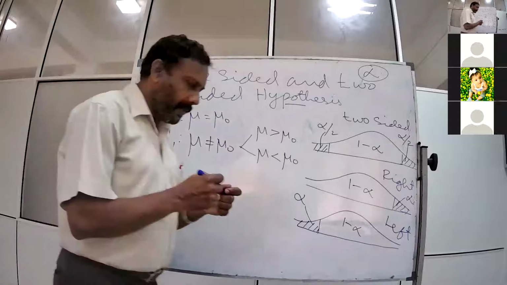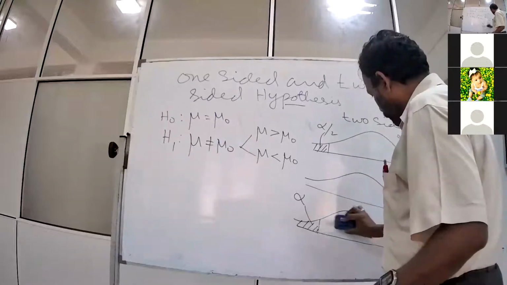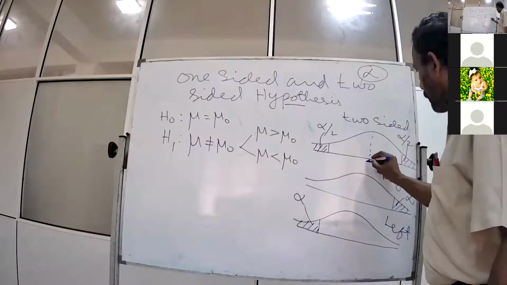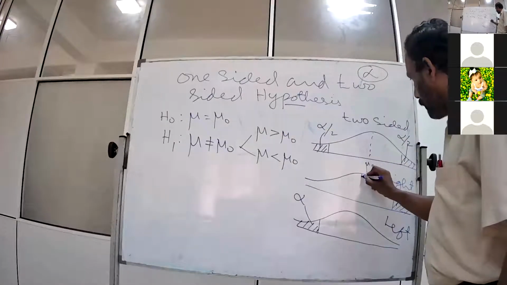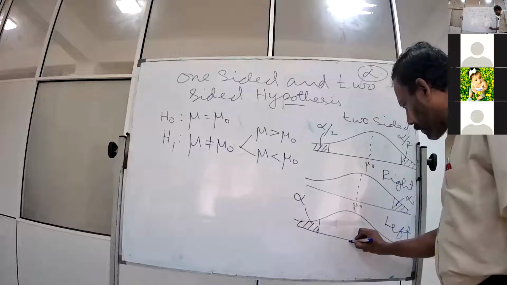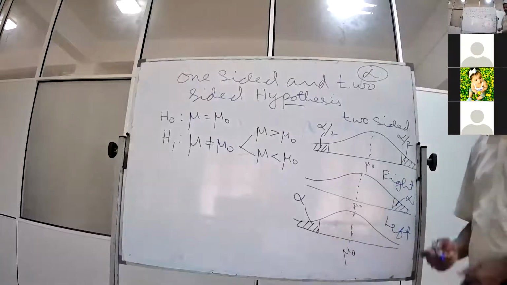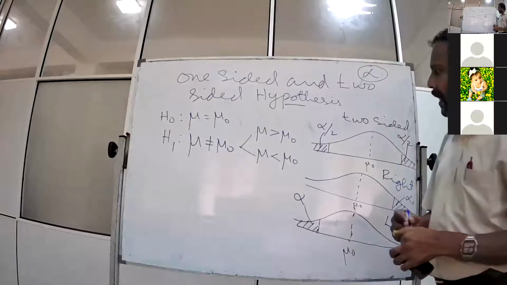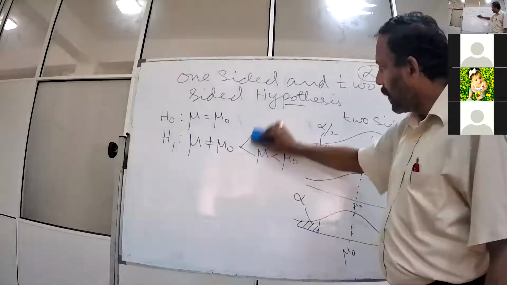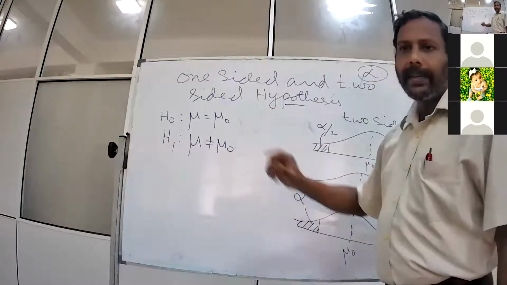So look at here in this distribution. This is my mu naught. You can indicate it as mu naught. It is the average value of the reference population. Right? Now, you see, this is mu not equal mu naught. So, what side are you talking about? Whether it is left side or right side?